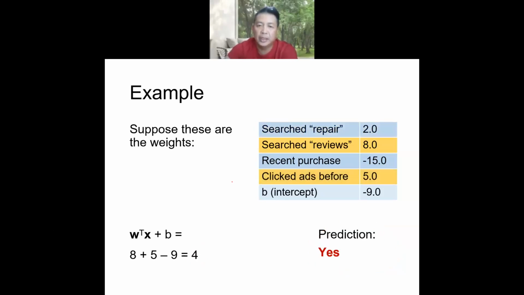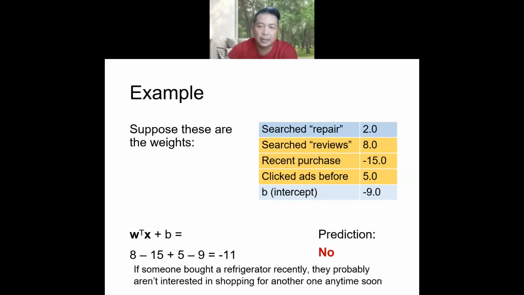Okay, let's suppose he ever clicked that before. Okay, and we look at the value here because at plus 5 we have minus 9, because this is the bias. So the prediction is yes because it is greater than 0. And let's move on to this example. If he recently purchased a fridge, that means this one will be minus and the prediction will be no.